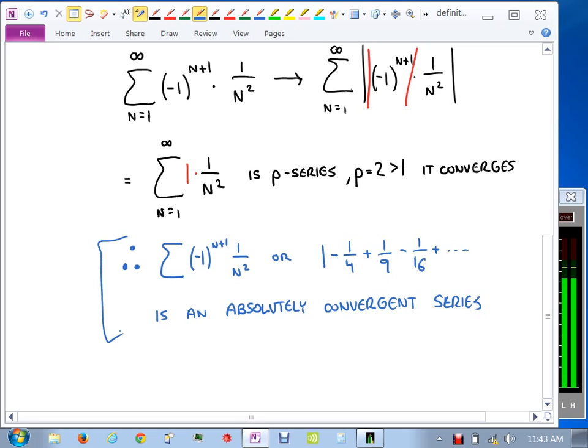The original series is called absolutely convergent because the absolute value of its terms converges. The sum of the absolute value of its terms. It'll help us with some other tests.